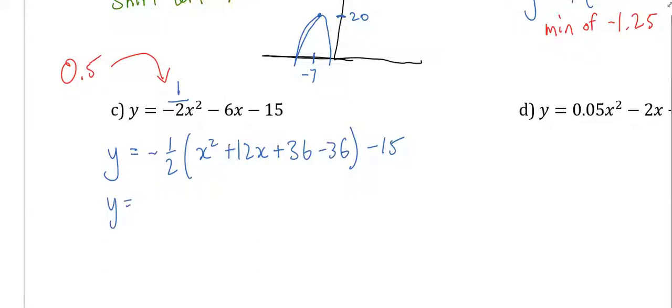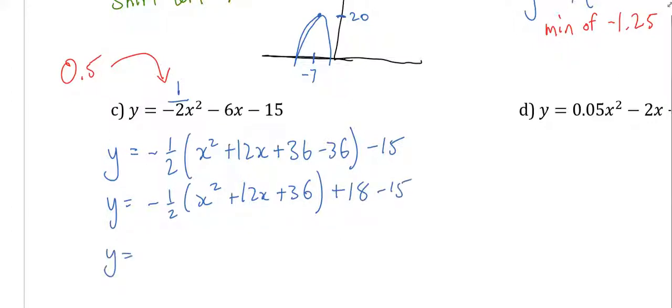y equals negative 1/2 x squared plus 12x plus 36. What do I do with the negative 36 when I pull it out? Multiply it by negative 1/2. Again, use your calculator if you make mistakes doing this in your head. This time, the number is going to get smaller again. 1/2 of 36 is 18. So it's plus 18 minus 15. And then we can write the final version.